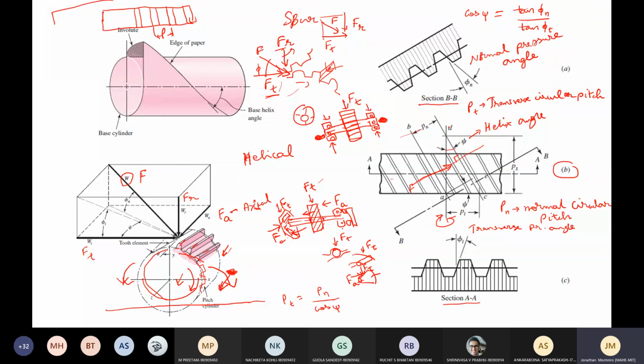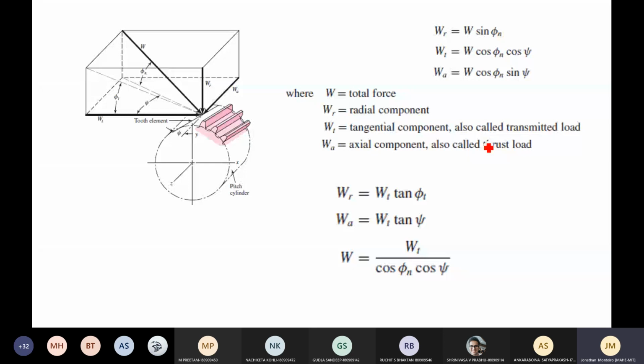We have seen the angles now. With respect to these angles, we will see how to resolve the forces. As explained, you have total force W or F. Then with the suffix R you have the radial component. This acts into the tooth. You can see the direction here also. It is acting into the tooth, so it's actually helping the tooth to be in place, reducing the overall bending stress on the tooth.